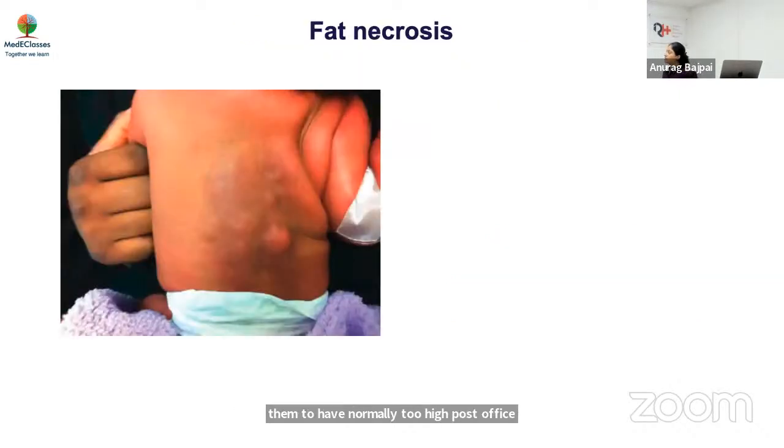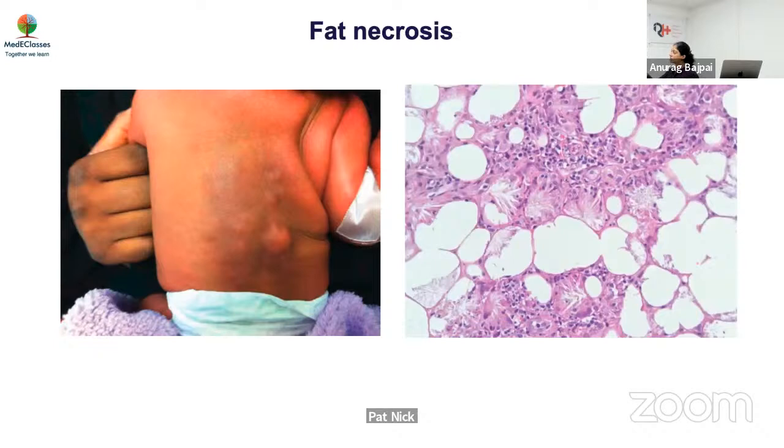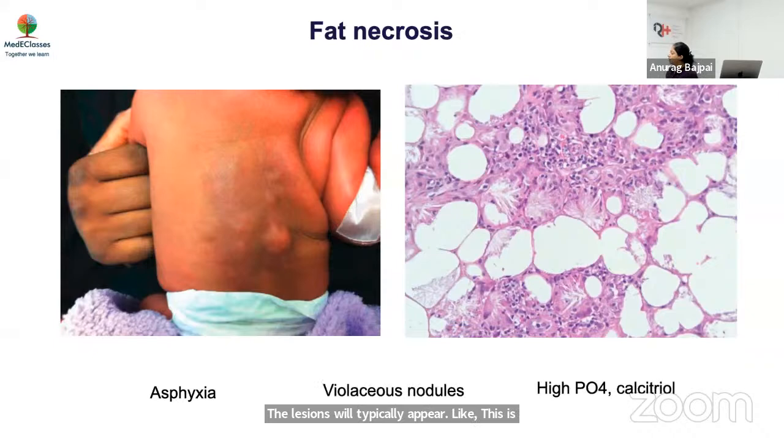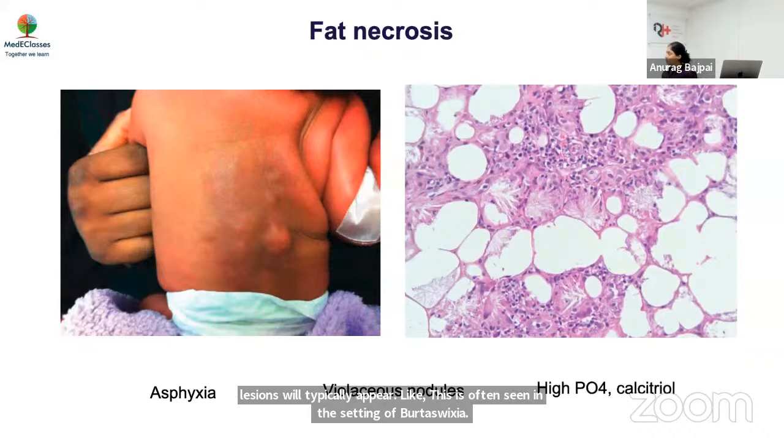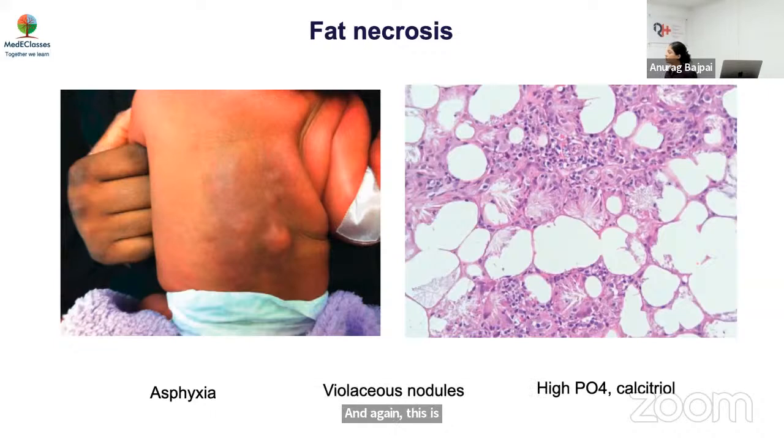Fat necrosis is an important differential one must consider in a neonate with hypercalcemia. The lesions will typically appear like firm violaceous nodules. This is often seen in the setting of birth asphyxia. And again, this has high 1-alpha-hydroxylase activity, so you will see normal to high phosphorus and high calcitriol levels.